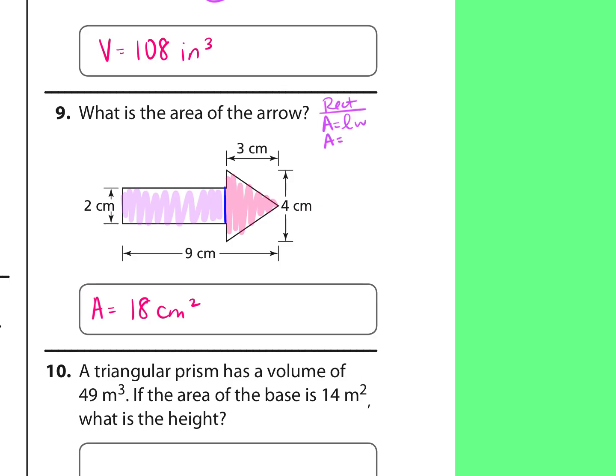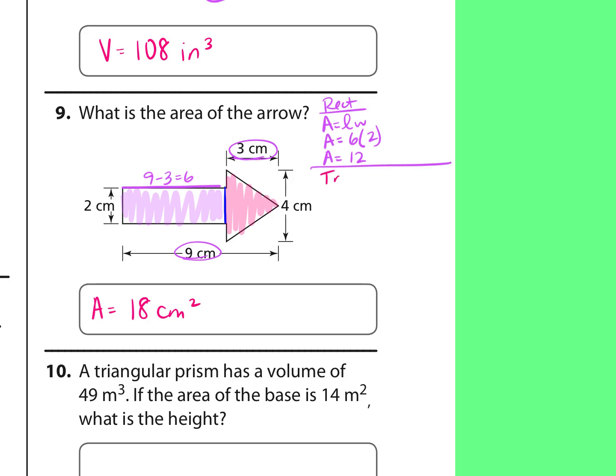We're not directly told the length, but we do know this. If we know this total is 9, and the smaller part going across is 3, then we can say 9, and part of that is 3. Then we can say 9 minus 3 to get 6 for the length. Then the width is 2. So the area of the rectangle is 12 square centimeters.